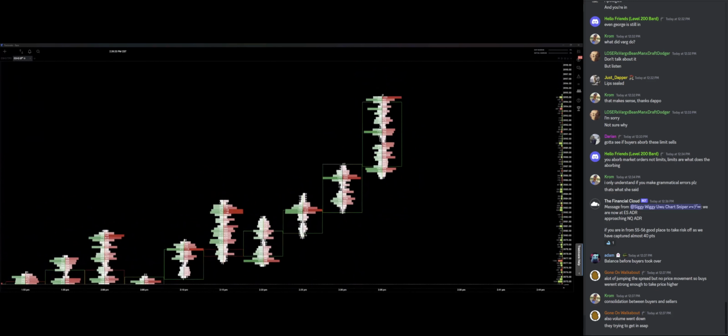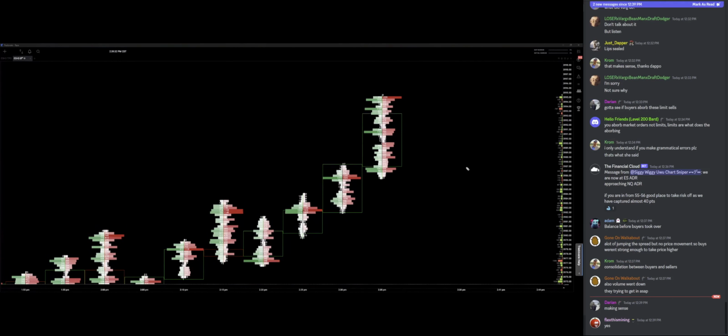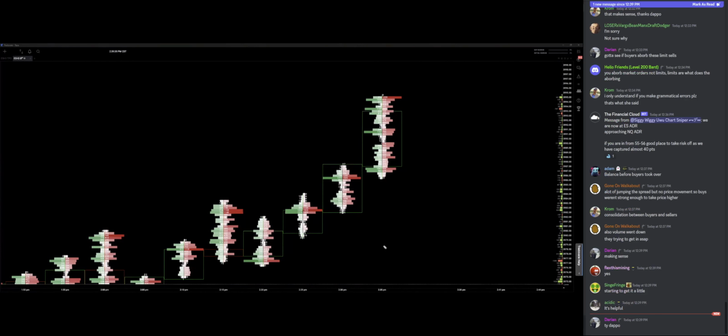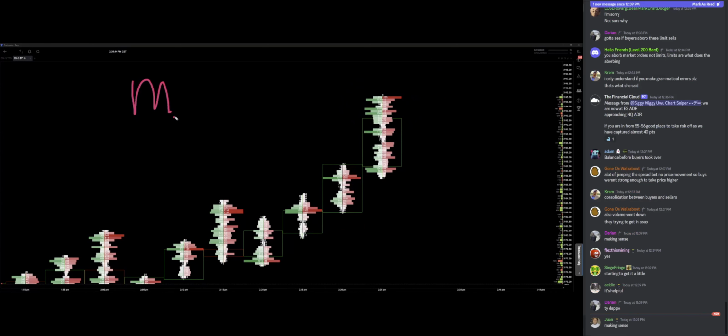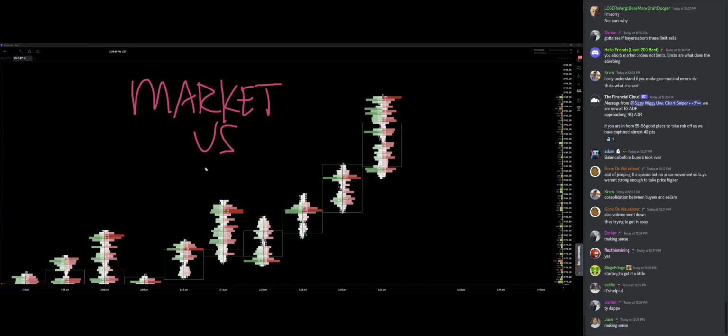Is this confusing people more or is it making more sense of what's occurring in a candle? Because this is literally your candle, right? This is literally everything that's in the candle is the volume, right? And what is all volume? Market versus limit, right? It's a battleground.